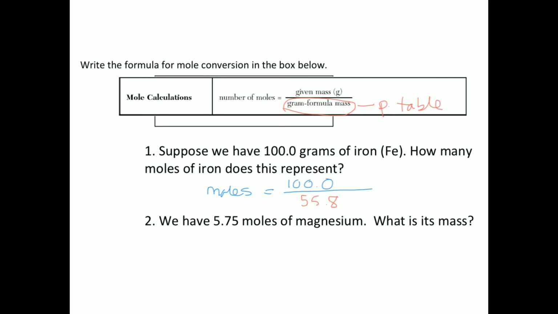In the next question, we are given moles. So we are given 5.75 moles of magnesium. We are not given a mass, so our given mass is X. We're going to refer to our reference table for the gram formula mass. The gram formula mass found on the periodic table for magnesium is 24.3. So here we can cross multiply to solve for X.